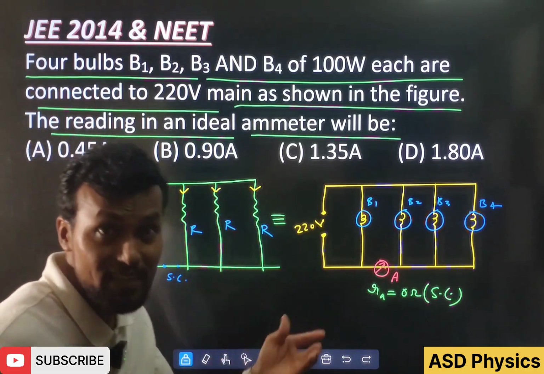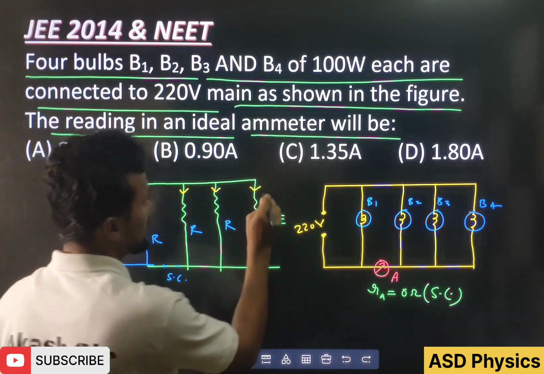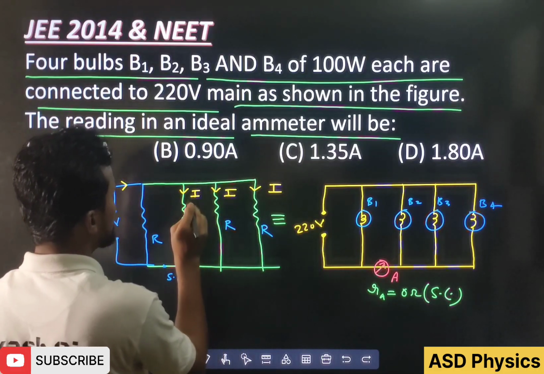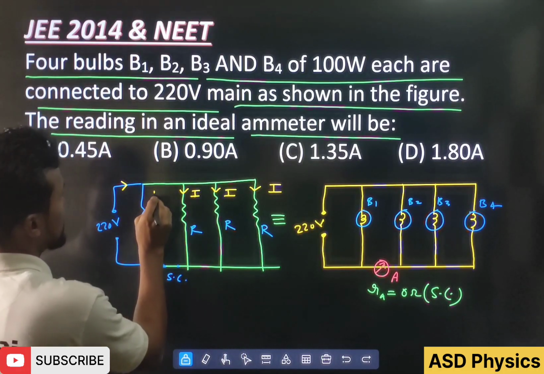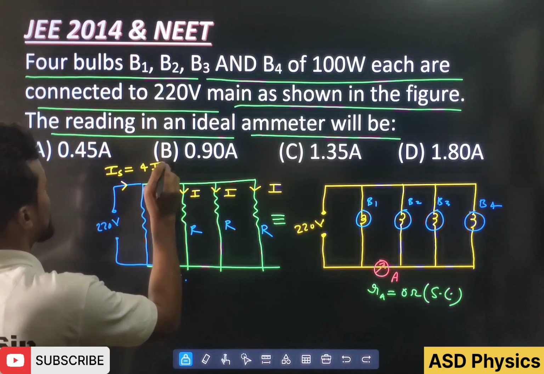All of them are connected in parallel, right? And voltage is the same, resistance is also the same, so identical current will flow. Here also I, here also I, here also I, and here also I. How much current will come from the supply? The current from the supply will be 4I.